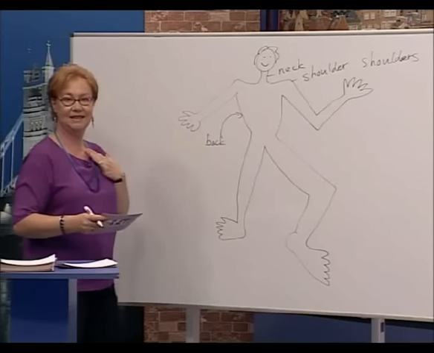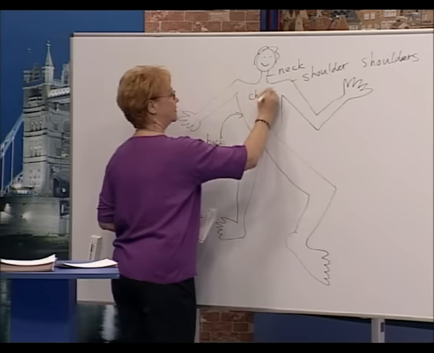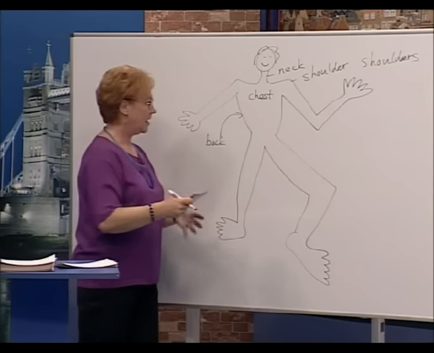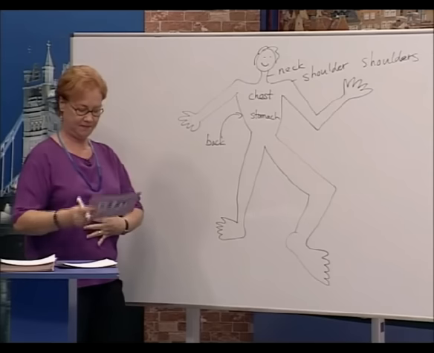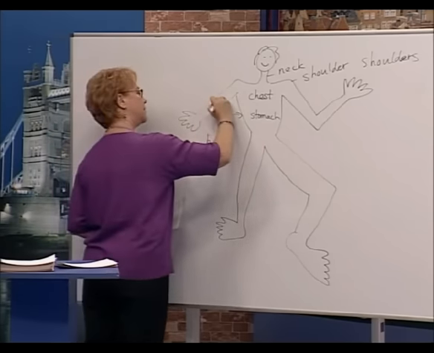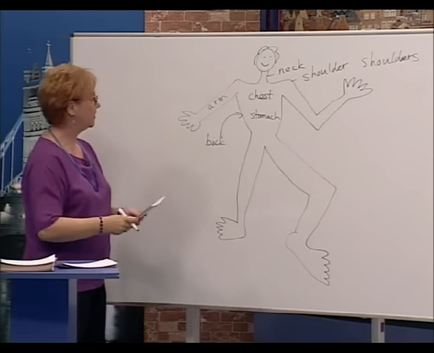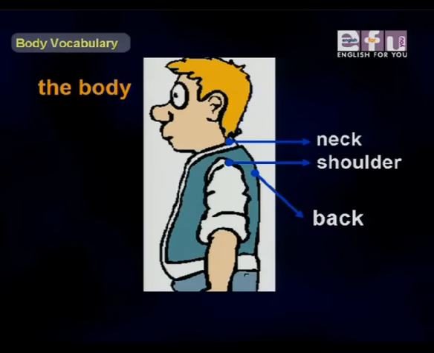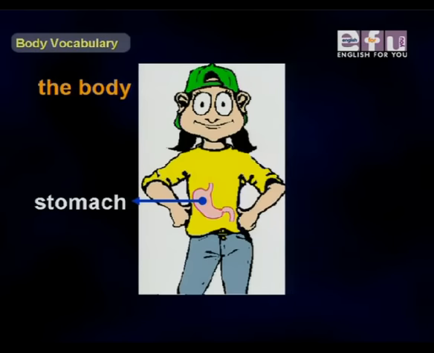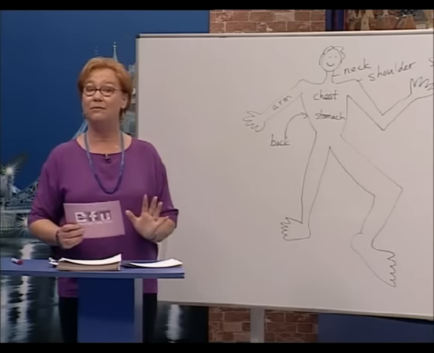Next, we have the chest. This is the chest. After that, we have the stomach. Stomach. And then we have the arm. The arm. All right? Now let's look at what we have so far of the body. We have the neck, the shoulder, the back, the arm, the chest, and the stomach.